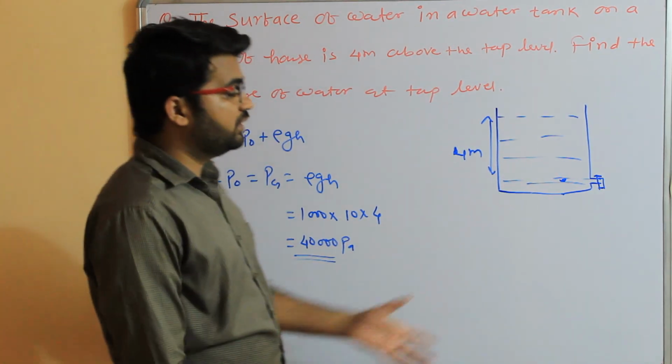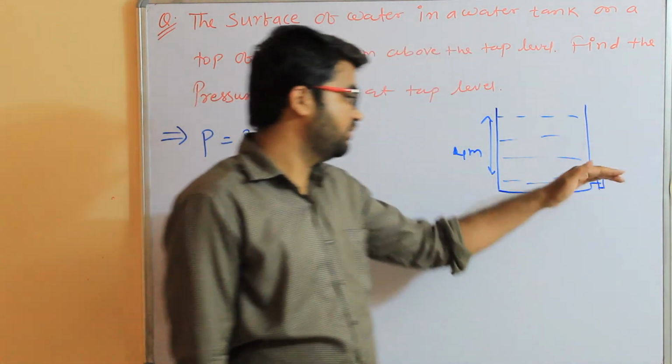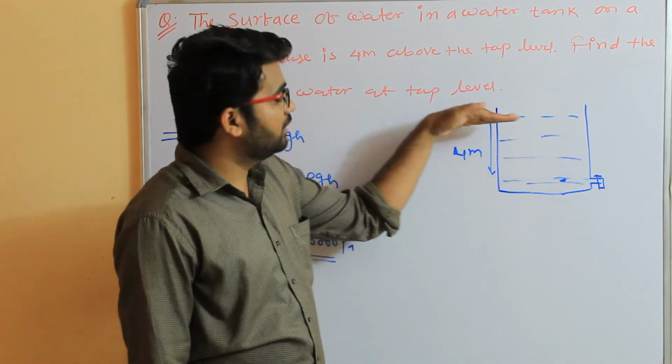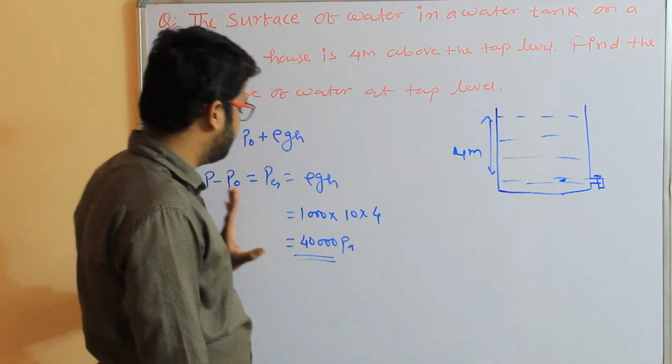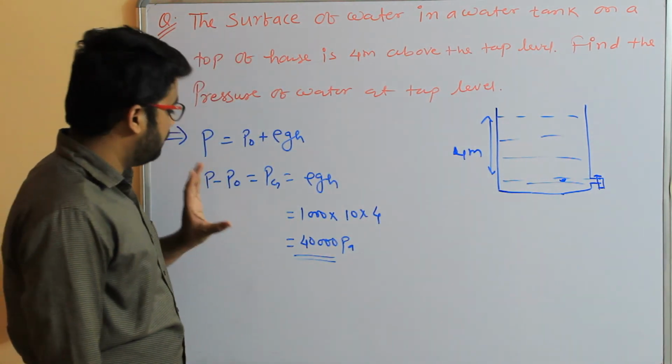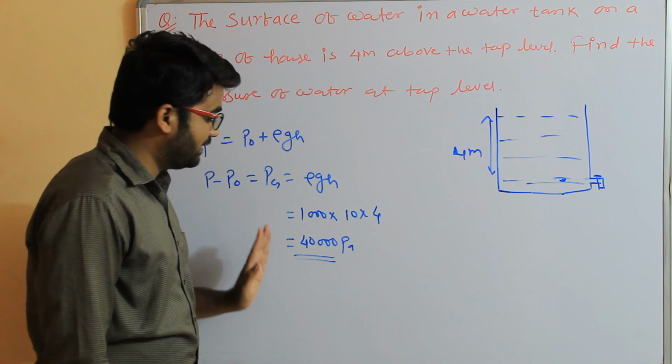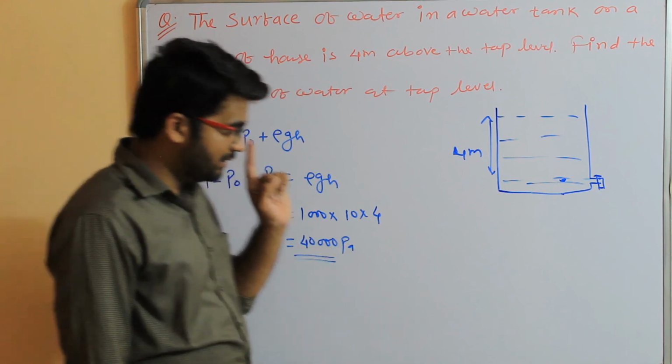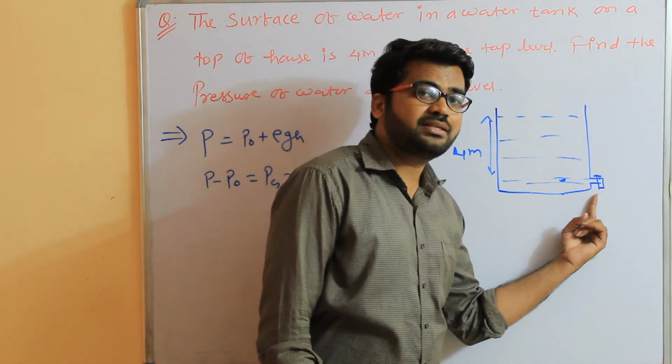is the answer. And one more thing, this tap must be closed. If this tap is open, the level of water will decrease and this gauge pressure will not be constant, that is 40,000 pascal. So it is necessary to mention that the tap is closed.